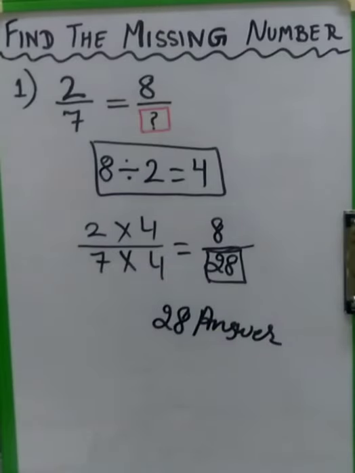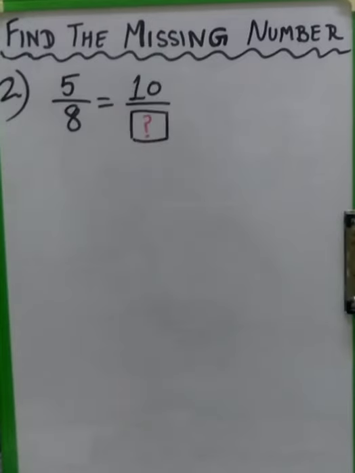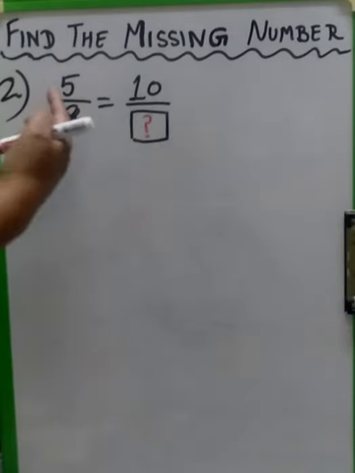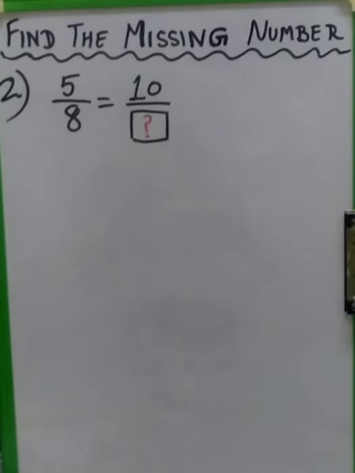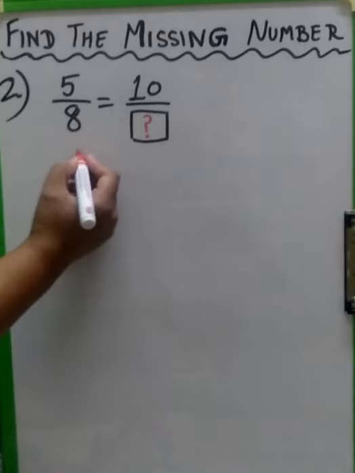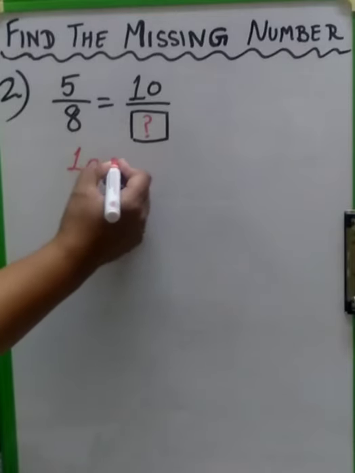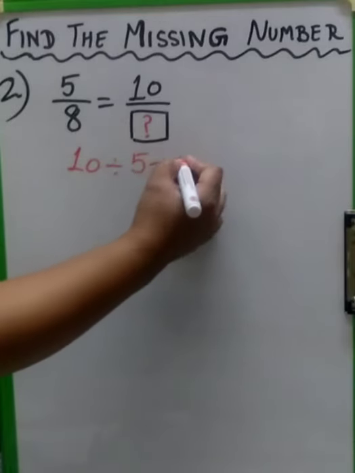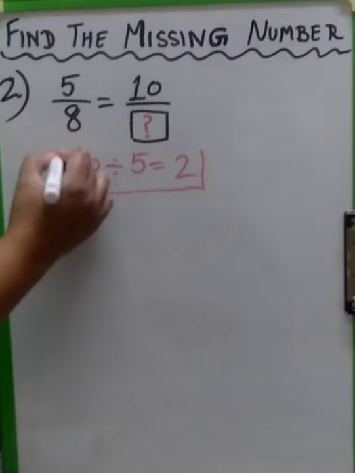Let's discuss one more example now. So the next example is 5 upon 8 equals 10 upon what? So again these are two equivalent fractions. Just see here, in both fractions both the numerators are given. So what do you think? By which number should we multiply 5 to get 10? How can we find out that number? We will divide 10 by 5 and we will get 2.